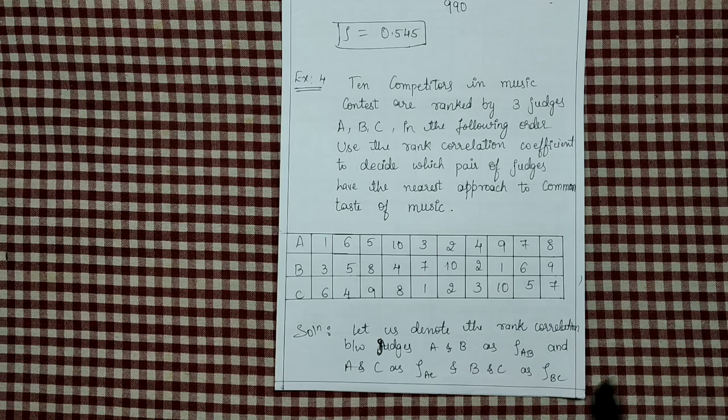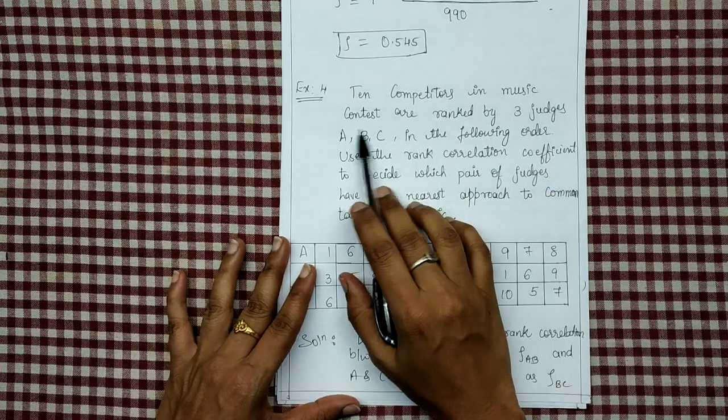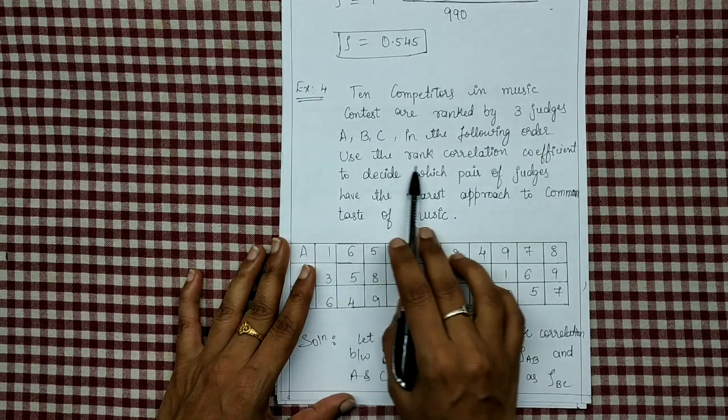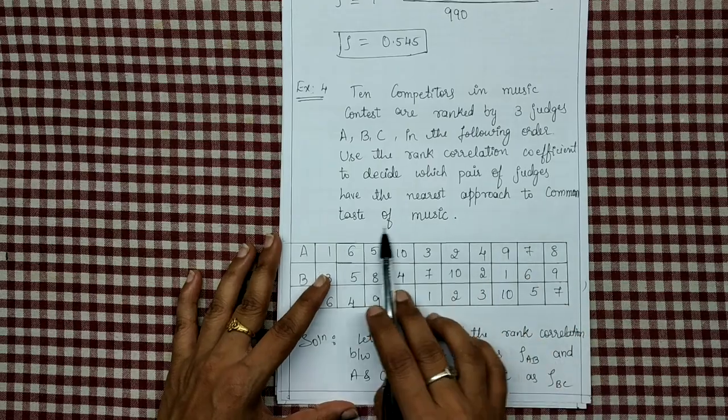My dear students, in today's class, let us see some more examples on rank correlation coefficient. Here I have an example. 10 competitors in a music contest are ranked by 3 judges A, B, C in the following order. Use the rank correlation coefficient to decide which pair of judges have the nearest approach to common taste of music.